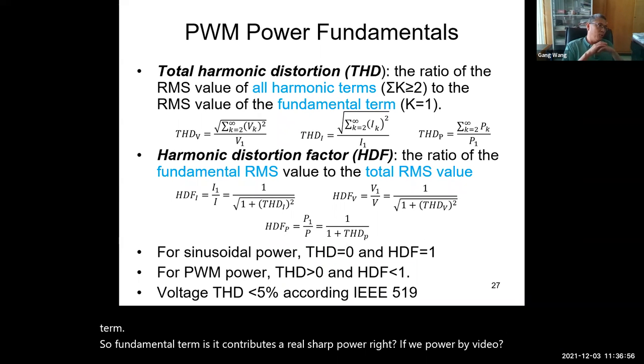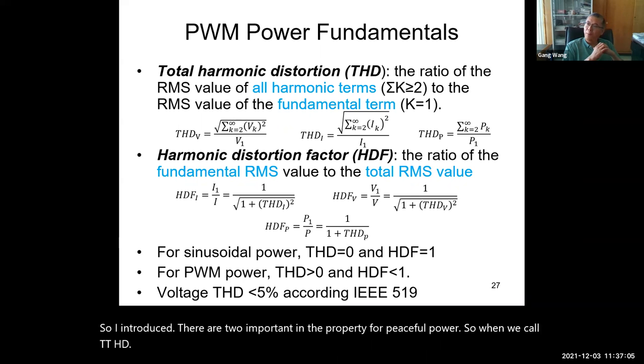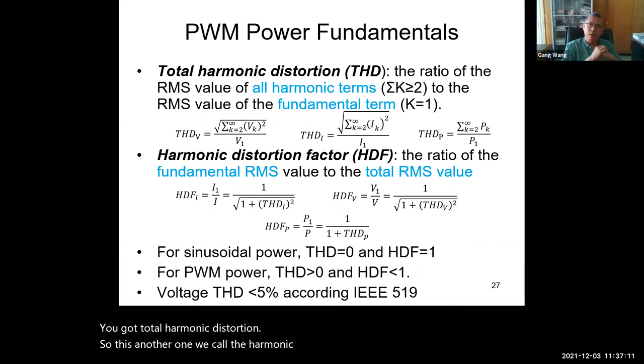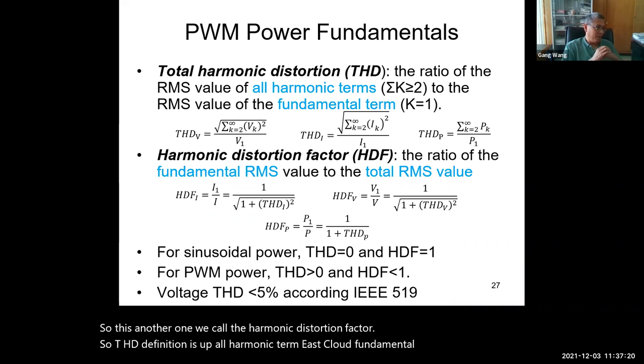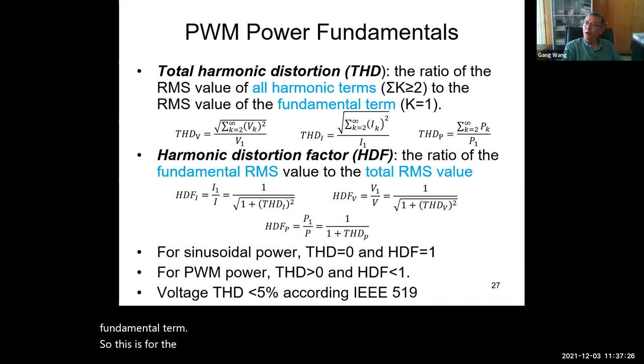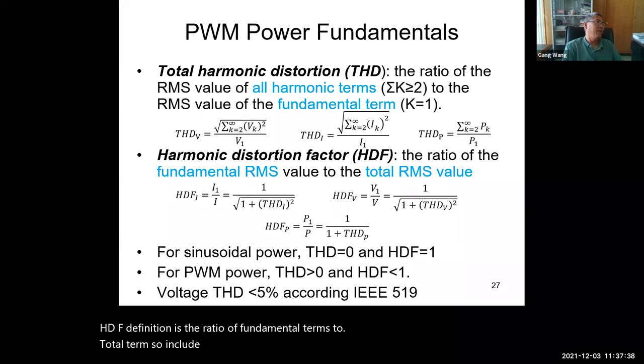Then I introduce two important properties for PWM power. One is THD, called total harmonic distortion. Another one is the harmonic distortion factor. The THD definition is all harmonic terms, excluding the fundamental term, divided by the fundamental term. The HDF definition is the ratio of the fundamental term to the total term, which includes all harmonic terms and the fundamental term.